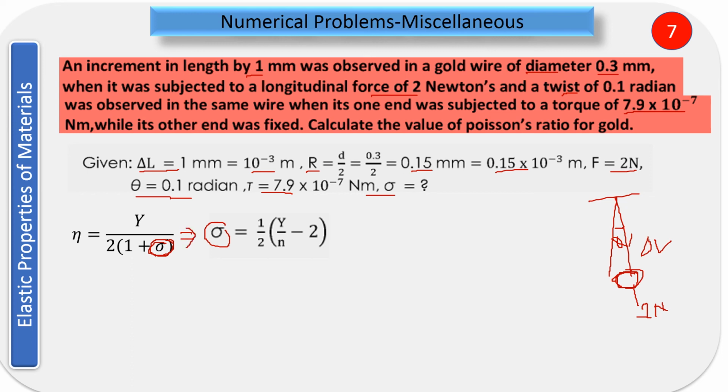Now what I require to do from the given data is find out the value of Young's modulus and the value of modulus of rigidity. Both these things are not directly given. So we have to solve with the given data and find out what the Young's modulus is and what the modulus of rigidity is. Let's go first for the Young's modulus.